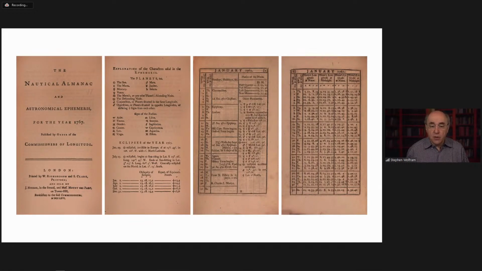The primary use of the almanac was for navigation, and it was what started the convention of using Greenwich as the prime meridian for measuring time. But right at the front of each year's edition of the almanac were the predicted times for eclipses in that year. In 1767, just two solar eclipses.